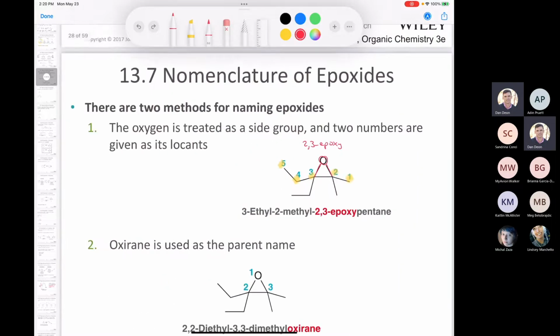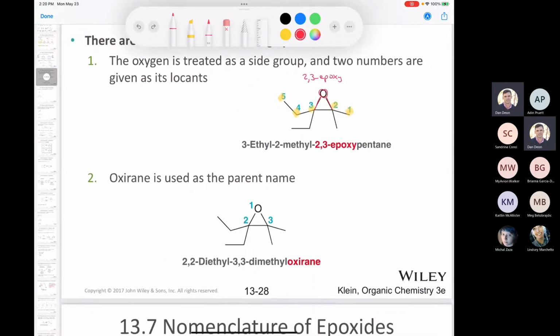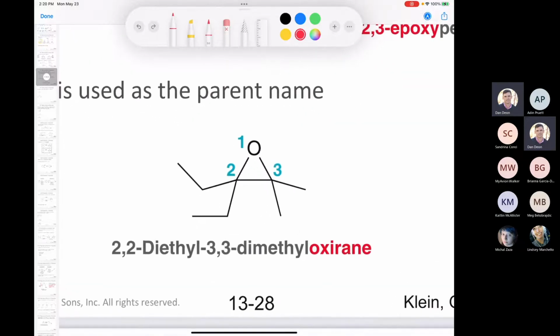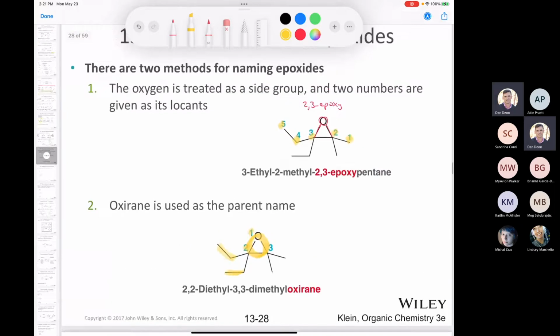Not too bad. You can also name it as the 3-membered ring. You start with the number 1 always on the oxygen because oxygen has a higher atomic number than carbon. So we would go 1, 2, 3. The reason they're going to 2 here is because you have ethyl groups, which are larger than methyls, and so they take higher priority over the 2 methyls. So you have a 2,2-diethyl-3,3-dimethyl oxirane. Again, we're just looking at the oxirane ring as the parent of the entire thing. That's all I think I have for the rules.